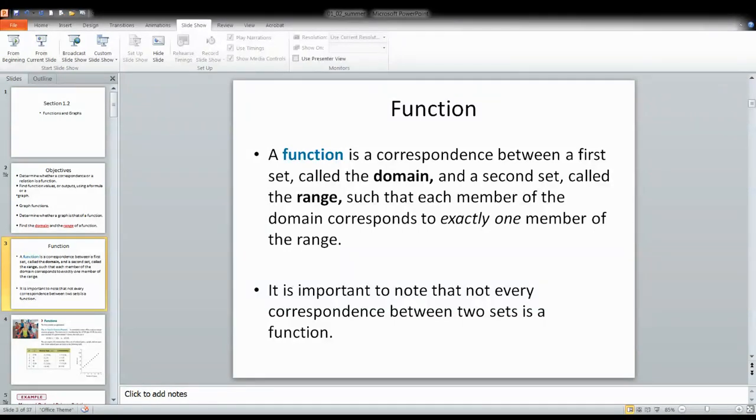Your domain would be the set of all first elements. In this case, Alaska, Arizona, California, the states. And your range would be 7, 8, 53, 25, and so forth, the set of second values.